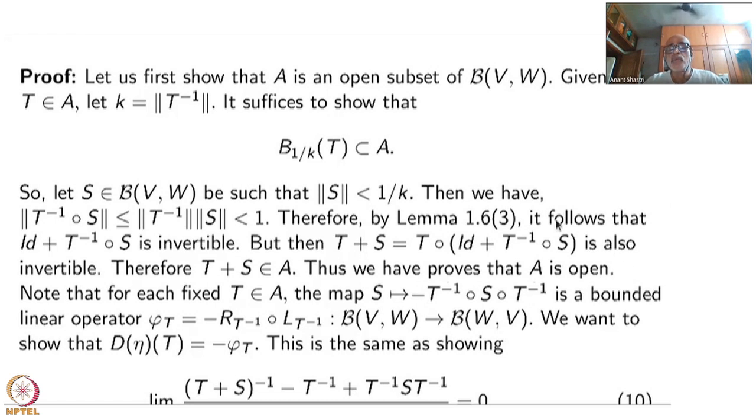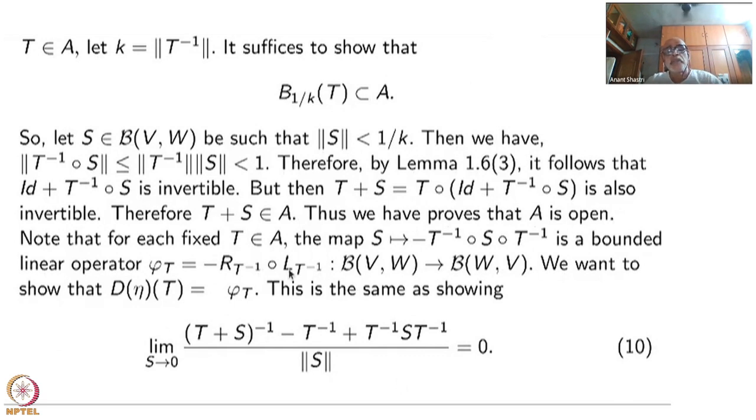All right. Now we want to show the derivative. Fix T, I want to show that eta is differentiable at T. The map S going to T inverse composite S composite T inverse again is a bounded linear operator. Why? S is the variable here. I am taking the right composition and the left composition by some other bounded linear operator, exactly T inverse on both sides. We have seen that composing left or right is again a bounded linear transformation. They are actually L_{T inverse} and R_{T inverse}.